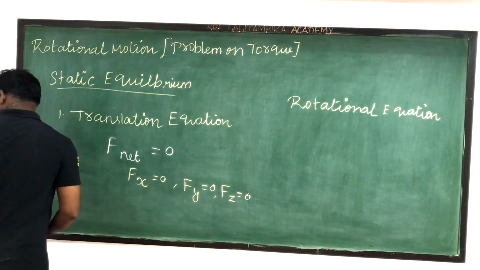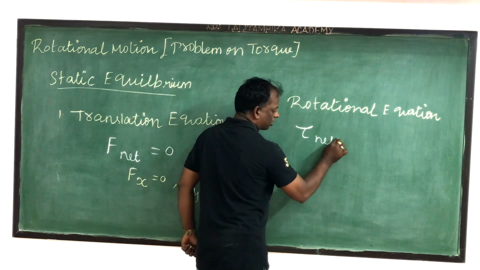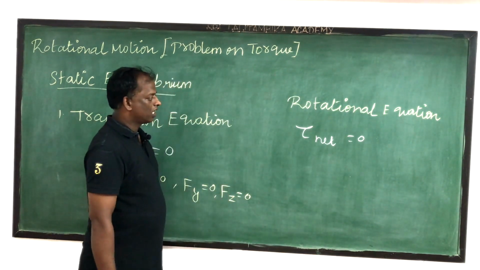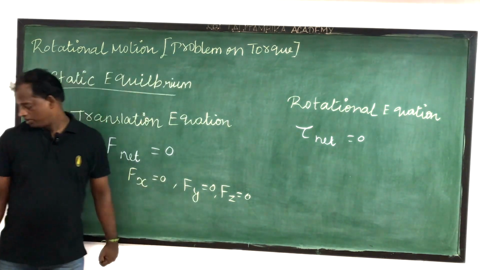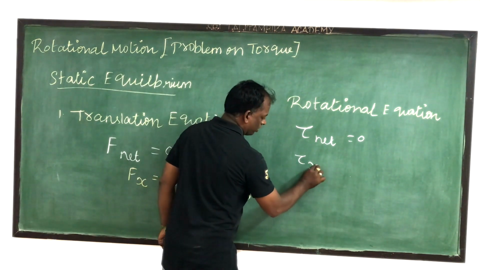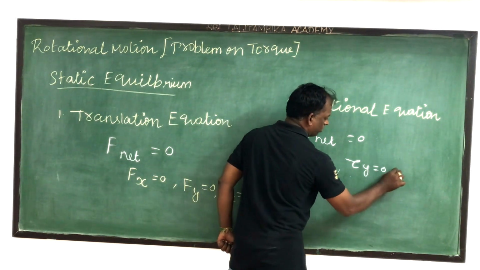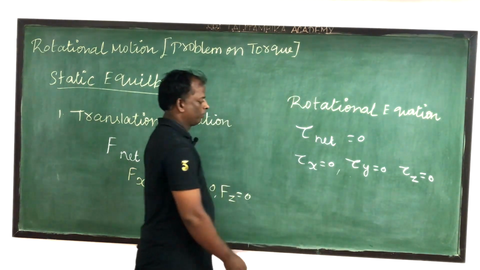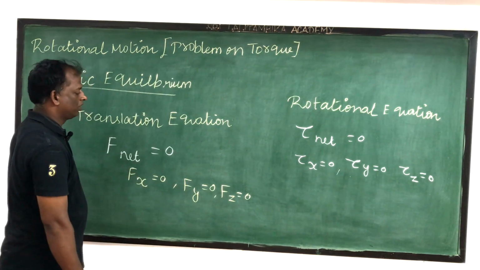Similarly here, the total torque, the net torque is equal to 0. The net torque is 0 here. That is, torque of x is equal to 0, torque of y is equal to 0, torque of z is equal to 0. The total net torque is equal to 0.